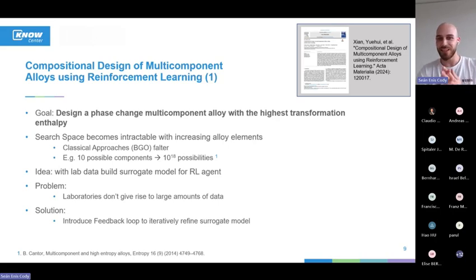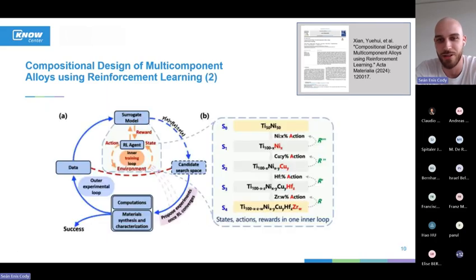Right. Now they had a similar setup where they had this data, and their idea was to build a surrogate model for the reinforcement learning agent using this lab data and have the surrogate model act as the environment for the reinforcement learning to interact with. But the problem is that laboratories don't usually give rise to large amounts of data. So the surrogate model wasn't accurate enough. And the solution they came up with was to introduce a feedback loop to iteratively refine the surrogate model.